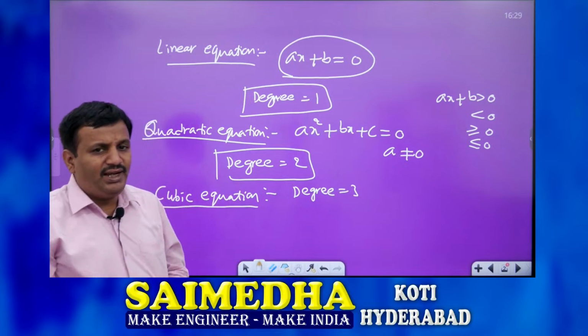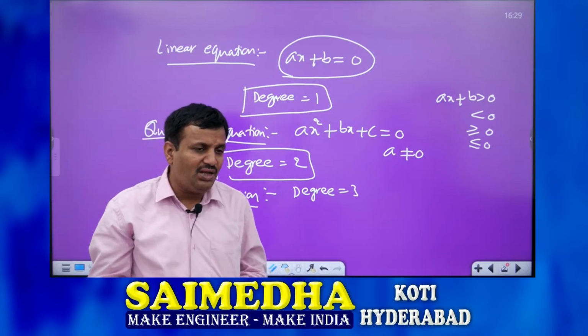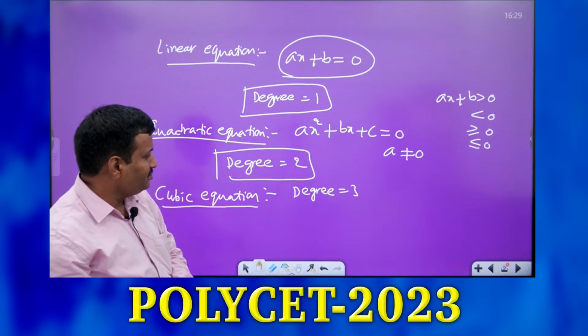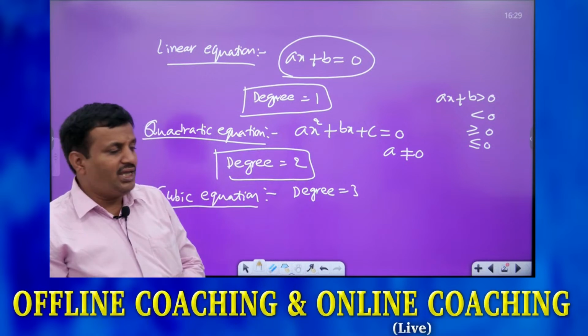For our Polycet purpose, for a quadratic equation, degree 2 is required. So that is called the quadratic equation.